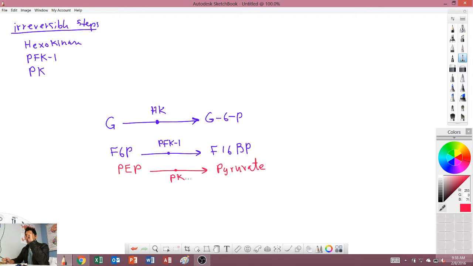Whenever the same enzyme can do both processes, for example, I'll show you one that's reversible. Glucose 6-phosphate can become fructose 6-phosphate. It's the same enzyme that can do both reactions, backward and forward. And that's known as glucose 6-phosphate isomerase, or I'll just say isomerase. Generally, isomerase and mutase.